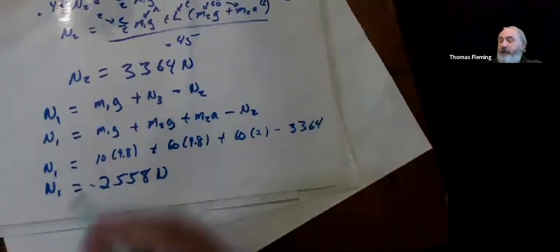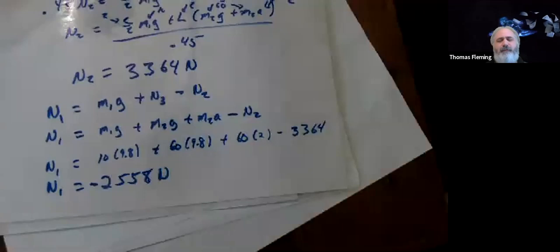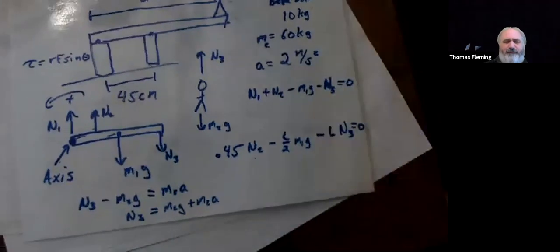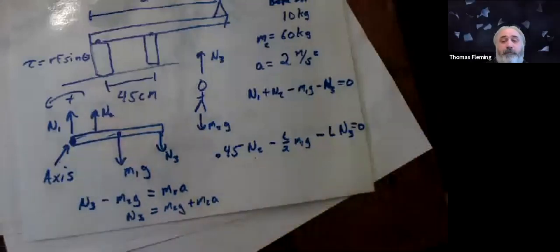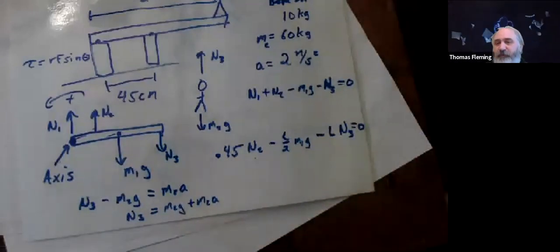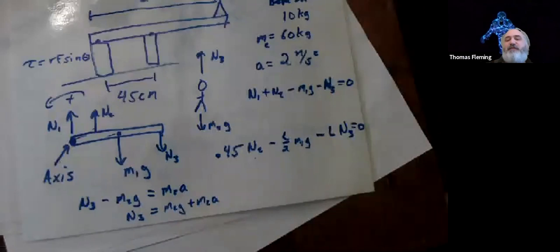Now, here's the problem, right? I got a negative number for N1. And here's the issue with that, right? I assumed N1 was upward. But then I was solving for the magnitude of N1. By definition, magnitude should be positive. So the fact that I'm getting a negative answer tells me that something has gone wrong. I can't get a negative magnitude for a force because magnitudes are always positive.